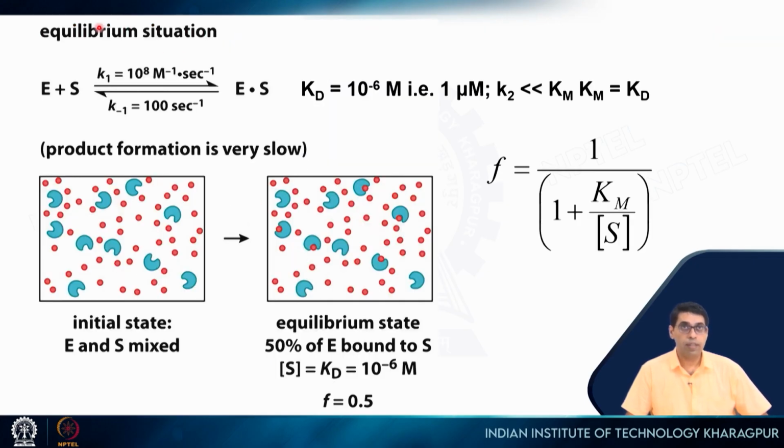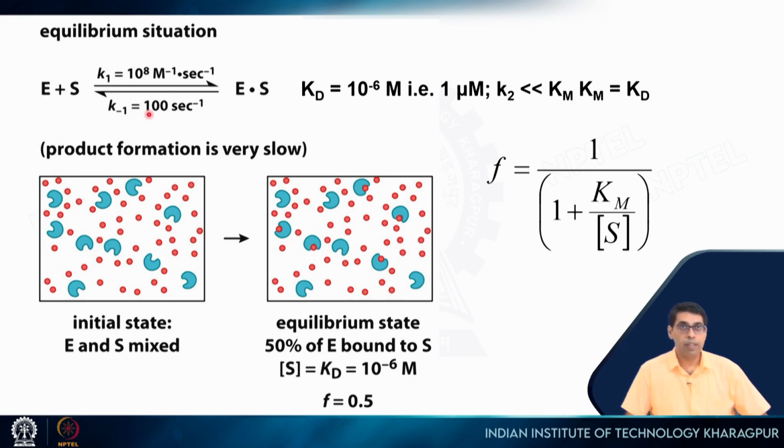So let's look at that. That's the equilibrium situation, and we can take some actual numbers to understand it better. Let's say K1 equals 10 to the power 8 per molar per second. Remember that this is the rate of association, and the maximum value that this rate of association can become is determined by how fast the two molecules, that is the free enzyme and the free substrate, find each other. They can find each other at the rate of diffusion. So that is what we have taken.